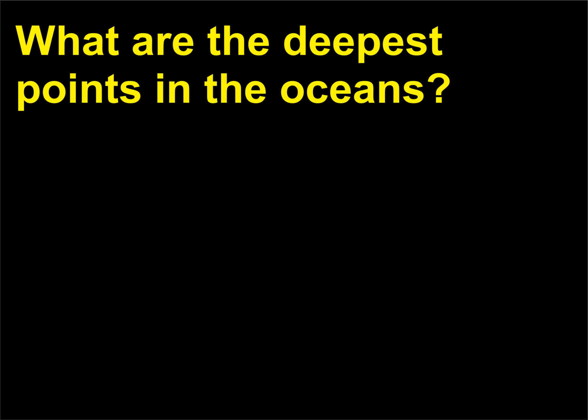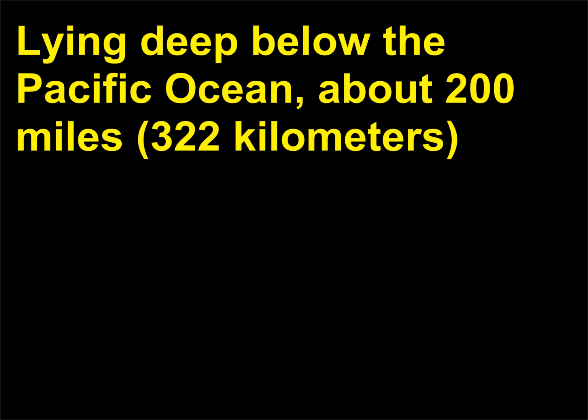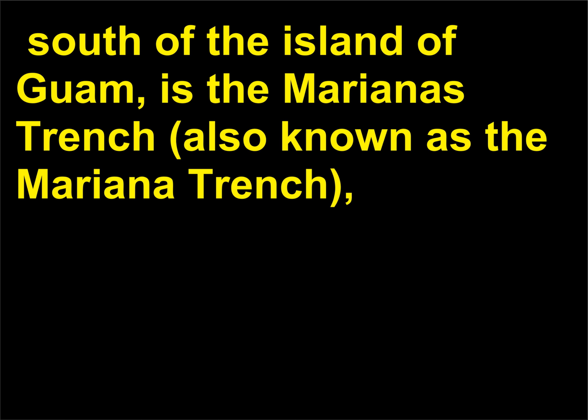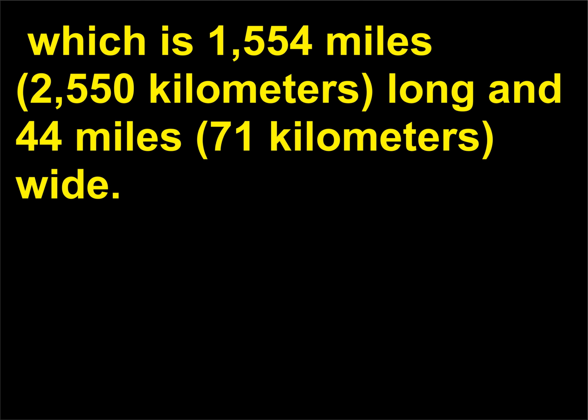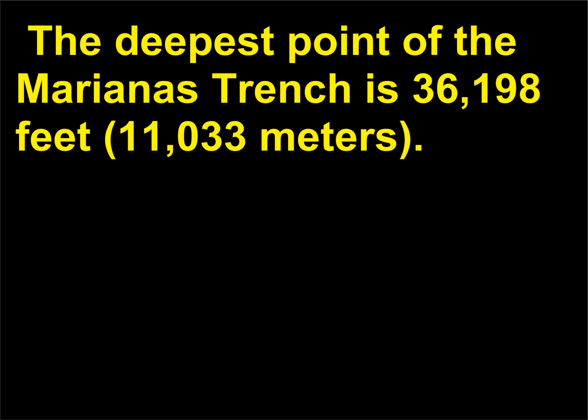What are the deepest points in the oceans? Lying deep below the Pacific Ocean, about 200 miles, 322 kilometers, south of the island of Guam, is the Marianas Trench, also known as the Mariana Trench, which is 1,554 miles, 2,550 kilometers, long and 44 miles, 71 kilometers, wide. The deepest point of the Marianas Trench is 36,198 feet, 11,033 meters.